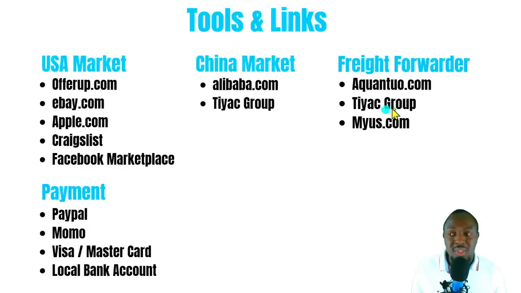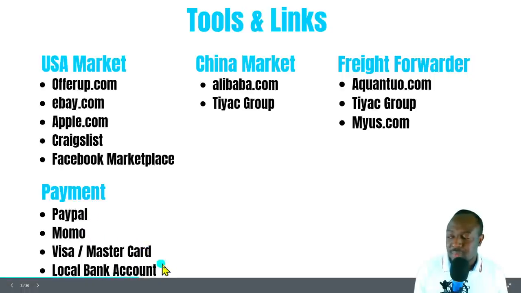So in this tutorial, concentrate on Acquaintio.com. Acquaintio, they are really, really awesome, man. For MyUS, it's a paid version. I remember like a 30 days free version. But if you're in Ghana, don't use MyUS. If you're in Nigeria, you can use MyUS. But in Ghana, use Acquaintio and TIAC group. If you've been following this channel, I say a lot about TIAC group. And for payment method, you can do PayPal, Momo, Visa, and local bank transfer.